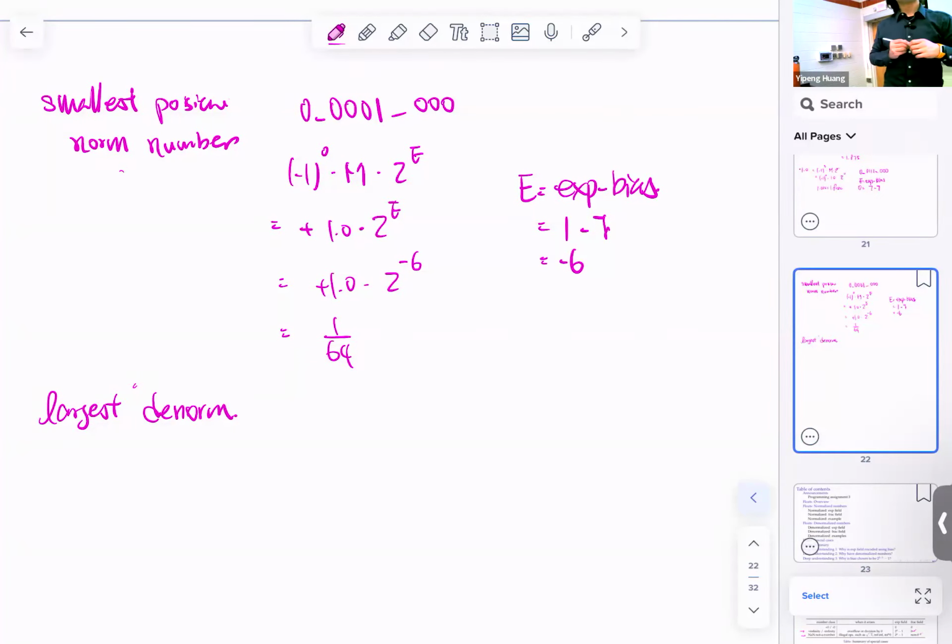Will it just be the largest denormalized? So this number here is going to be a larger value. Largest denorm is going to be slightly less than that, right? So let's evaluate what that is going to be. What's the largest denormalized number?